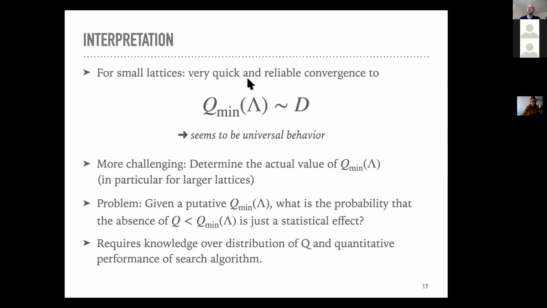For small lattices, we see a very quick and reliable convergence to a Q of the order of the dimension of the lattice, and this really seems to be universal behavior. The more difficult thing to answer is what the actual value of this Q is, in particular for larger lattices, and in particular for the K3 lattice, which has dimension 22. The problem here is, assuming that we found a putative minimal Q, we want to know the probability that the absence of any Q smaller than this minimal Q is just a statistical effect. In other words, did we create enough statistics to be sure that we are not just missing something because we did not try hard enough?